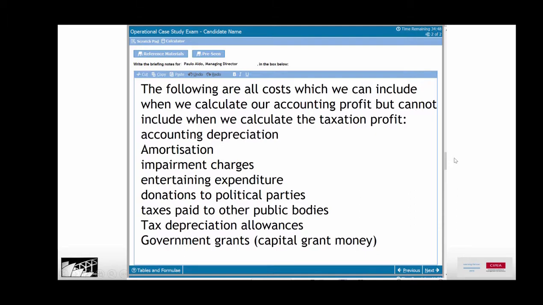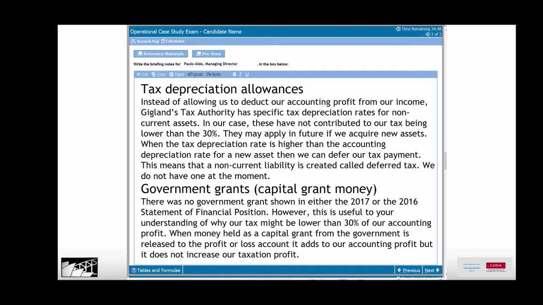Then I've got a series of headings, and you'll notice that I haven't actually taken them any further. And then I've gone on to tax depreciation allowances and explained that these aren't being taken into account because there's no deferred tax shown on the financial statements. Similarly, no government grant is shown.